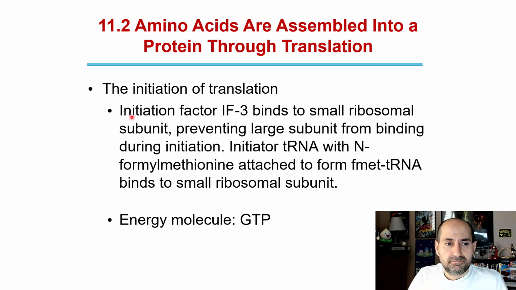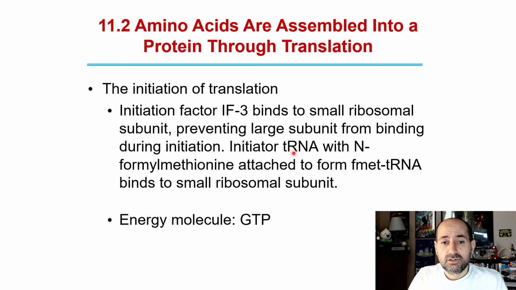Initiation of translation. How does translation begin? Well, there's an initiation factor, IF3, that binds to the small ribosomal subunit, preventing the large subunit from binding during initiation. So you don't want the large subunit to bind until initiation is complete.